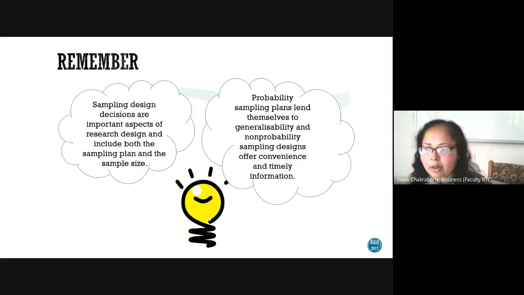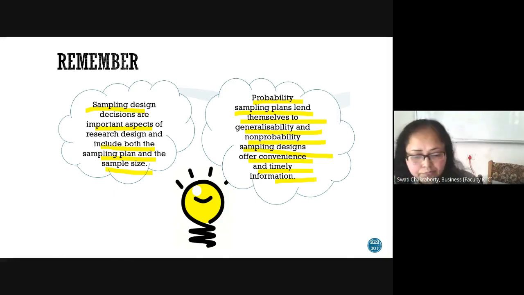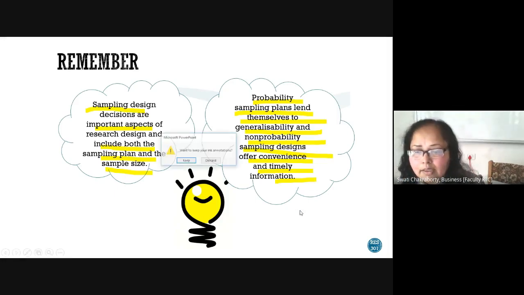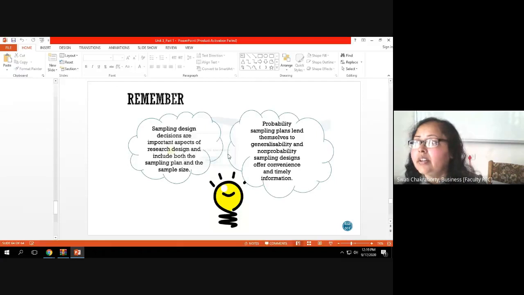You need to remember that sampling design decisions are important aspects of research design and include both the sampling plan and the sample size. Probability sampling plans lend themselves to generalizability, and non-probability sampling designs offer convenience and timely information. Okay, so that's what we have here.